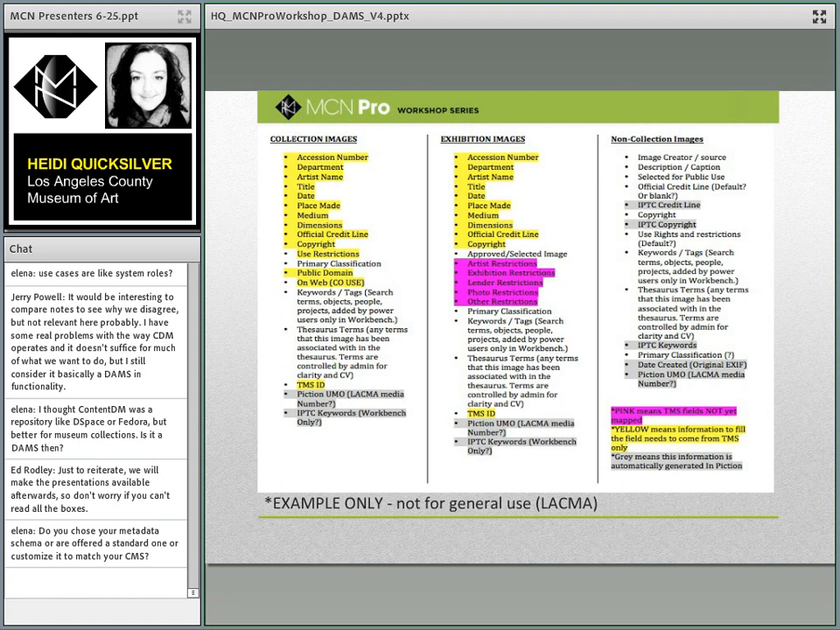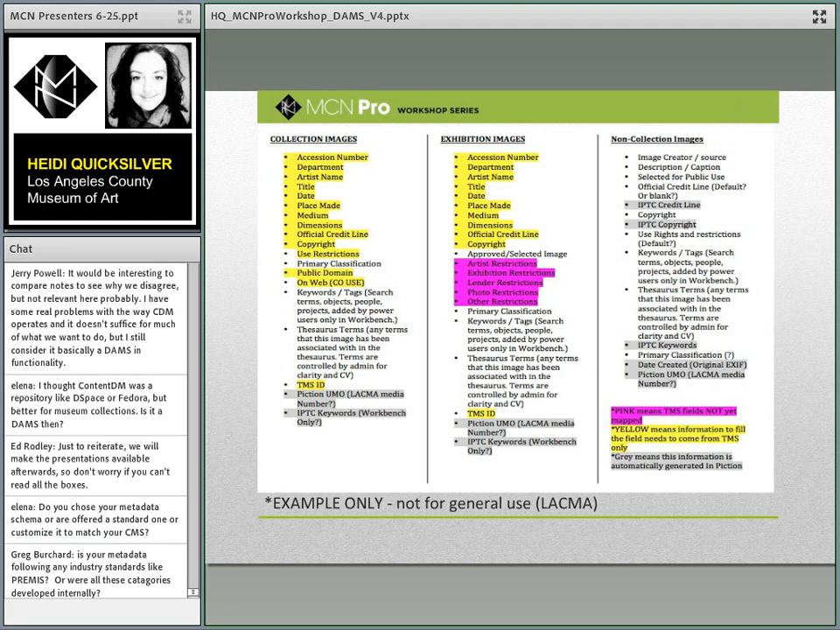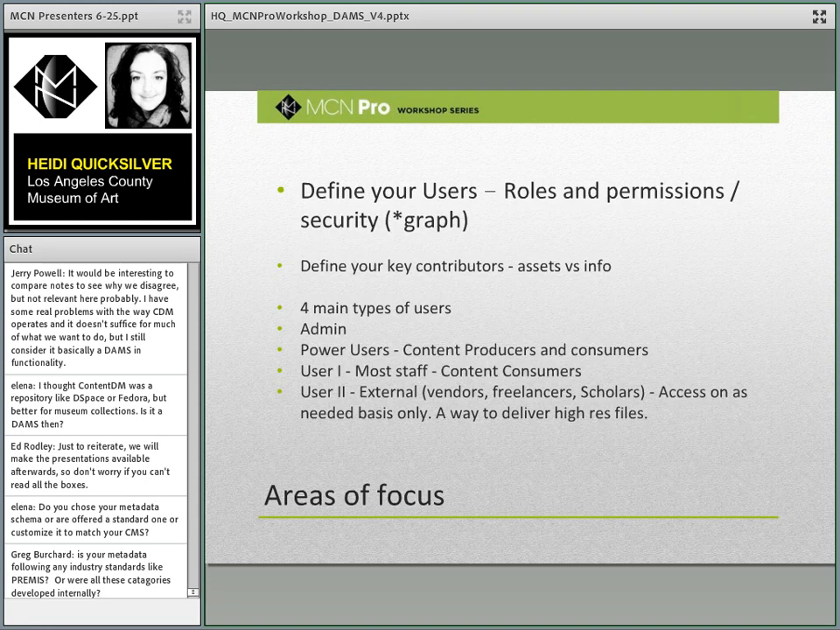Primary classification is something that we are using to say, in the collections management system, in the asset management system, or on our website, which image shows up first. I can come back to this if anybody has any questions about how I organized this. Keywords and thesaurus terms: the thesaurus terms are controlled vocabulary, and keywords are taggable search terms that can only be added by power users of the system.